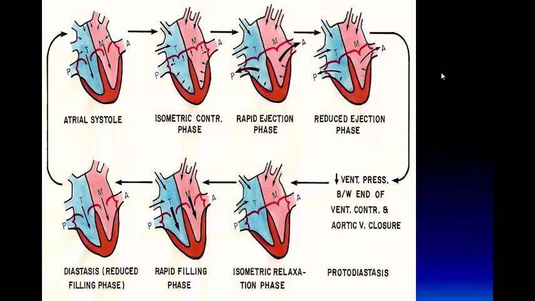Here we have the 8 phases of the cardiac cycle, the 8 mechanical events or 8 mechanical phases. So the rapid filling phase, this is phase 1. The reduced filling phase or the diastasis, this is phase 2. The atrial systole 3, isometric contraction phase 4, rapid ejection phase 5, reduced ejection phase 6. Then we have the protodiastole, this is 7, isometric relaxation phase is 8.